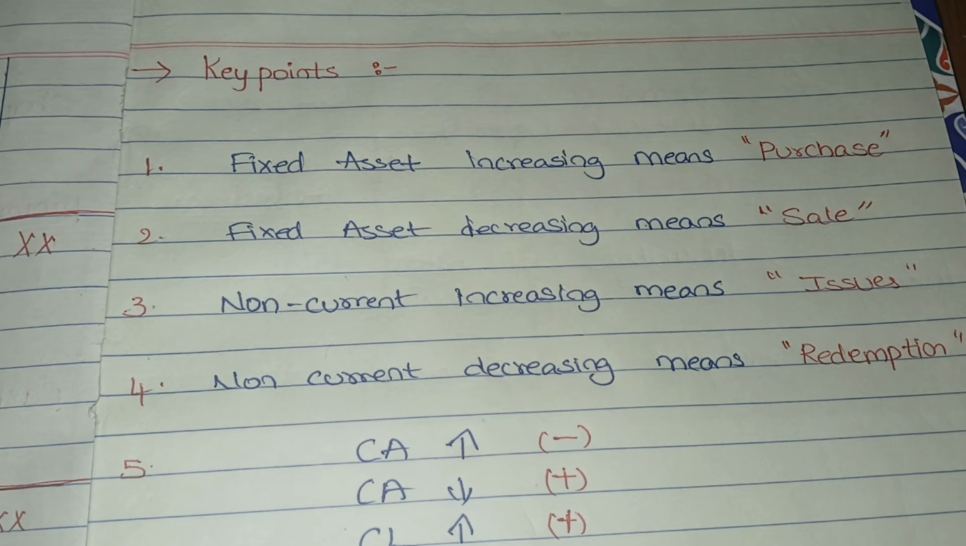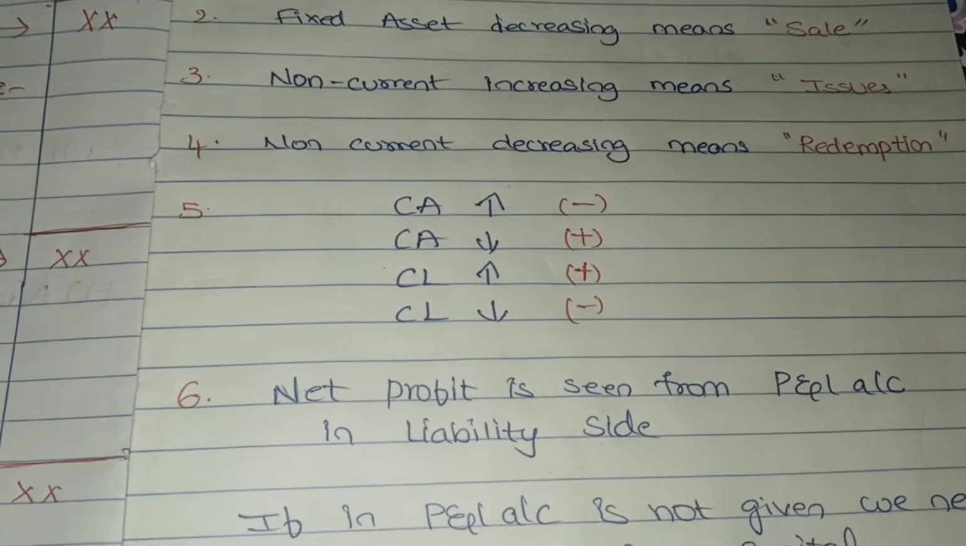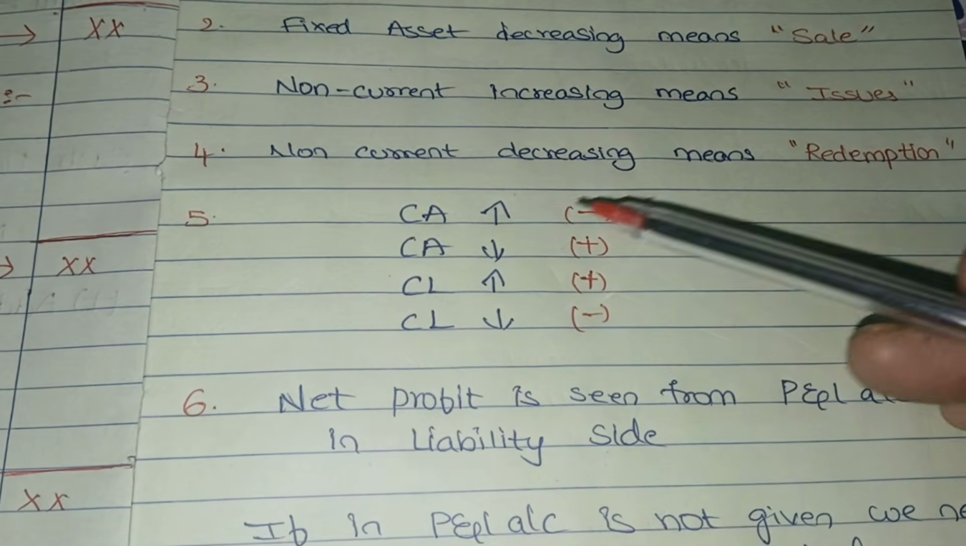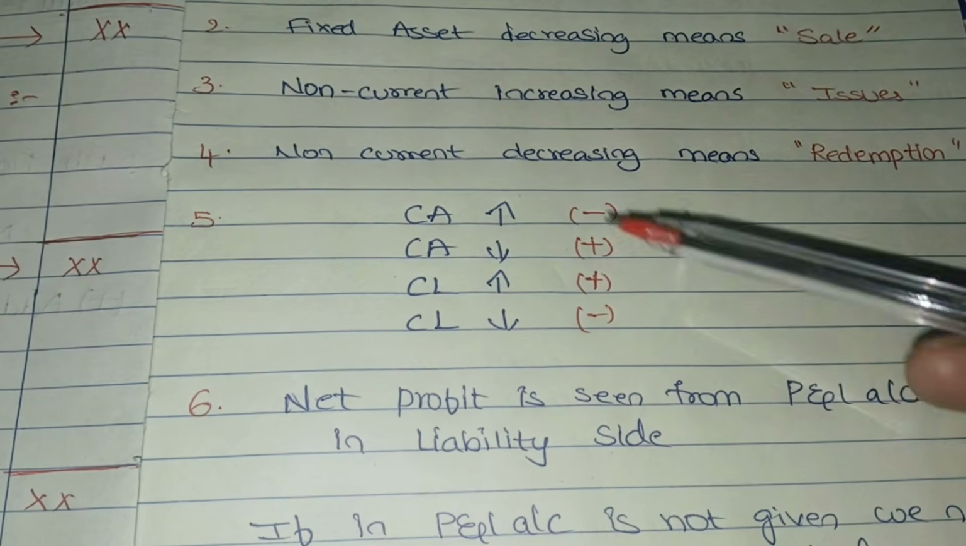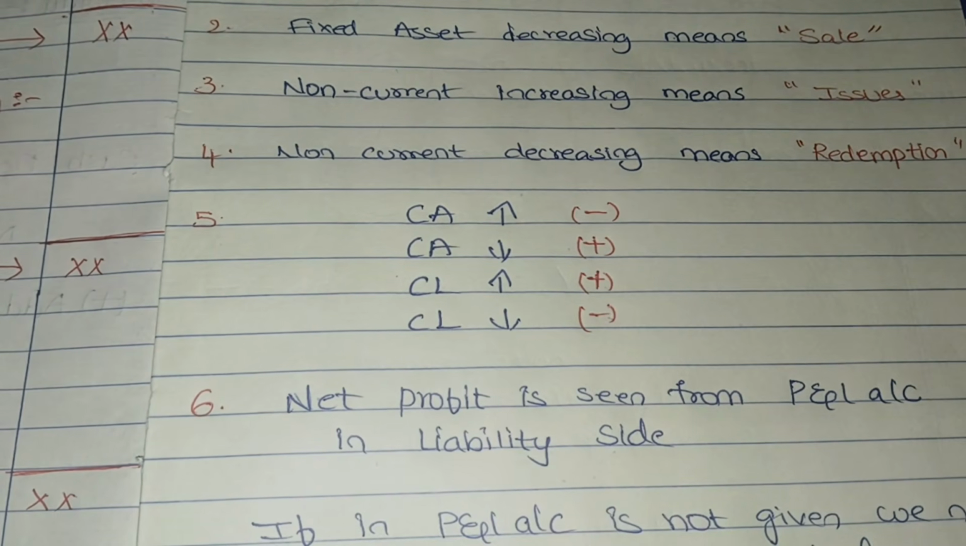Non-current liabilities decreasing means it is redemption. And in this, current asset increases means minus, we need to do it. Decreases means plus. Increases means plus for the current liabilities, decreases means minus for the current liabilities.